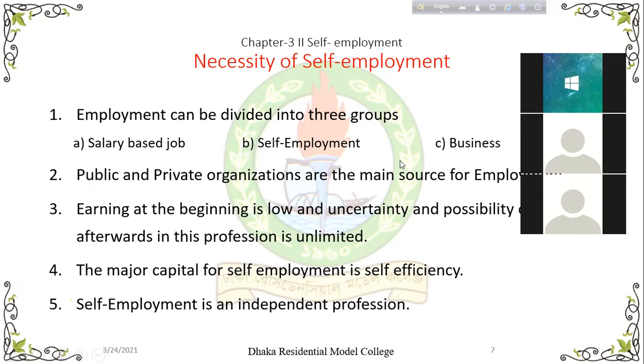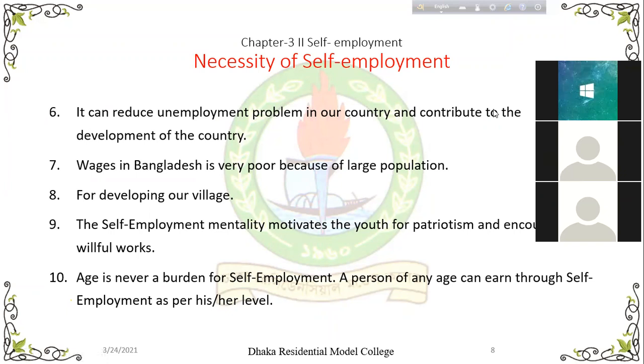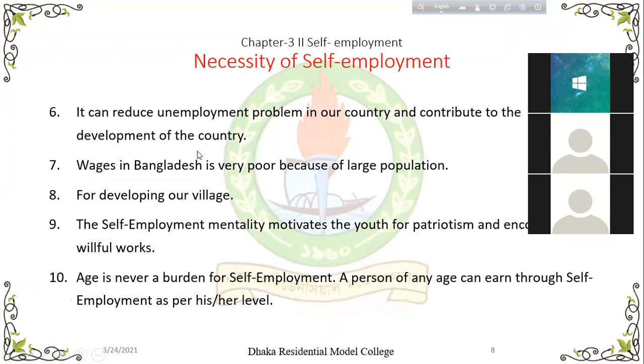Am I right? Yes, sir. Okay, then it can reduce unemployment problem in your country and contribute to the development of the country. That means it is totally impossible for the government supplying or creating the job sector for the total eligible workers. For that, you have to be self-employed.